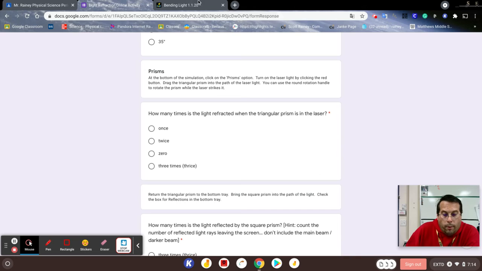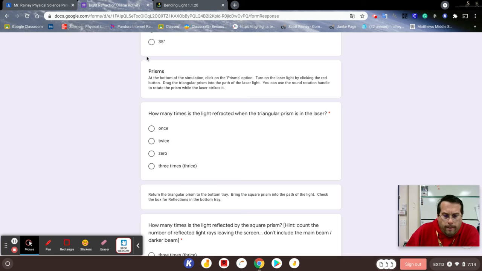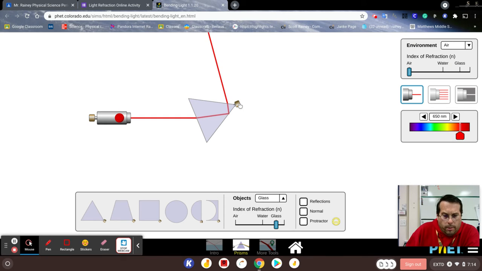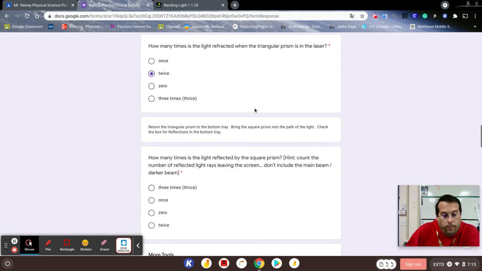So how many times is the light refracted when the triangular prism is in the laser? It's not. Okay. How many times is the light refracted when the triangular prism is in the laser? I'm going to say he meant the laser is in the triangular prism. So if we look at this, it refracts once, and then it refracts twice. Once when it comes in, once when it comes out. I think that's the right answer.